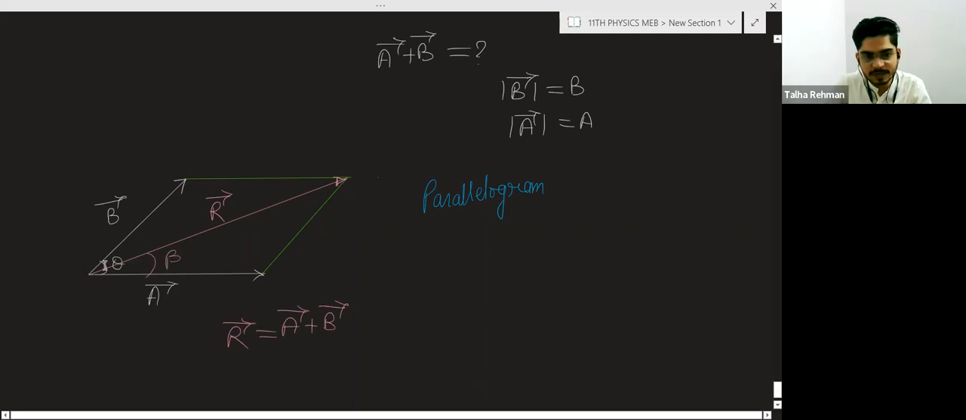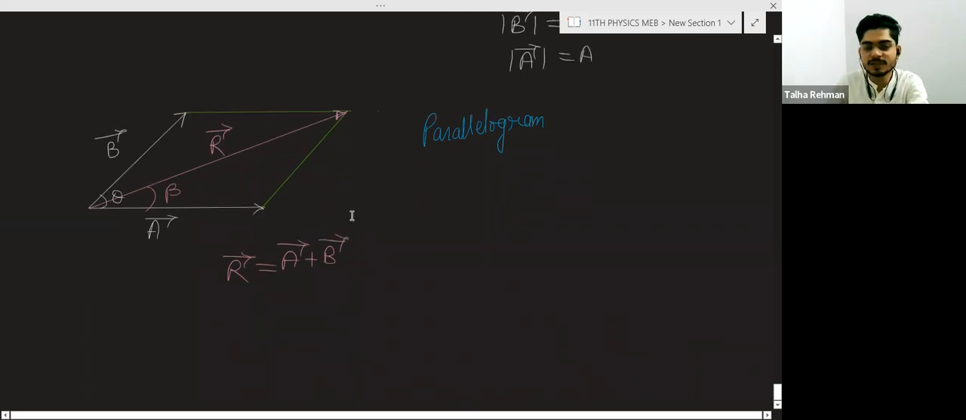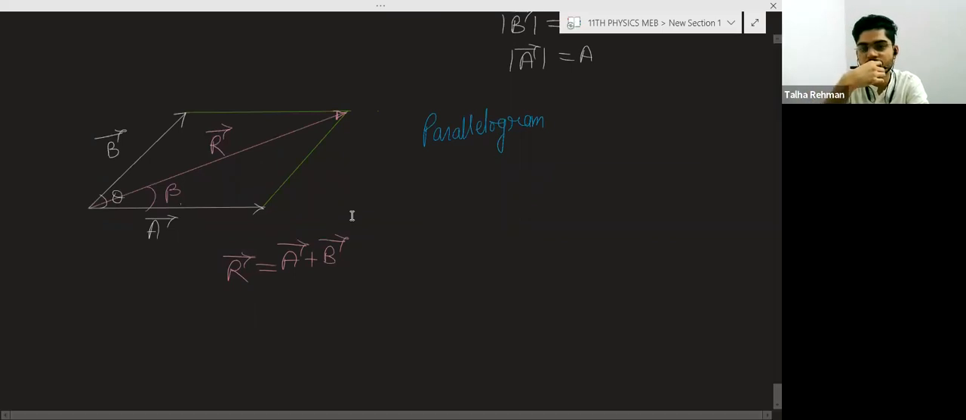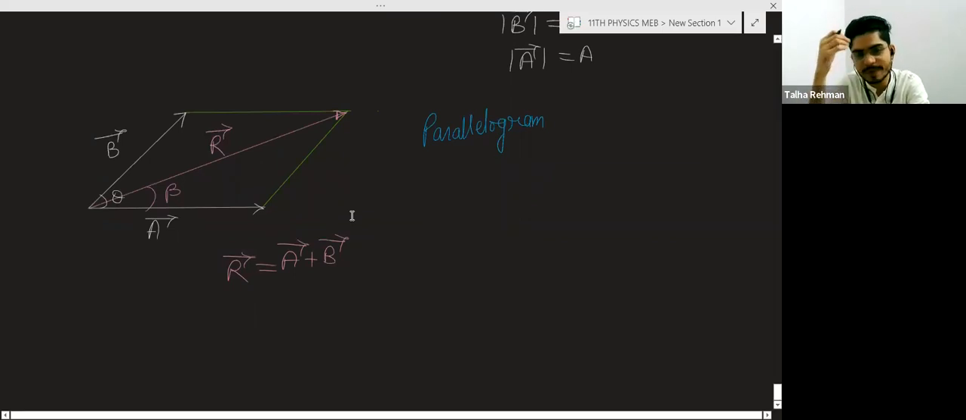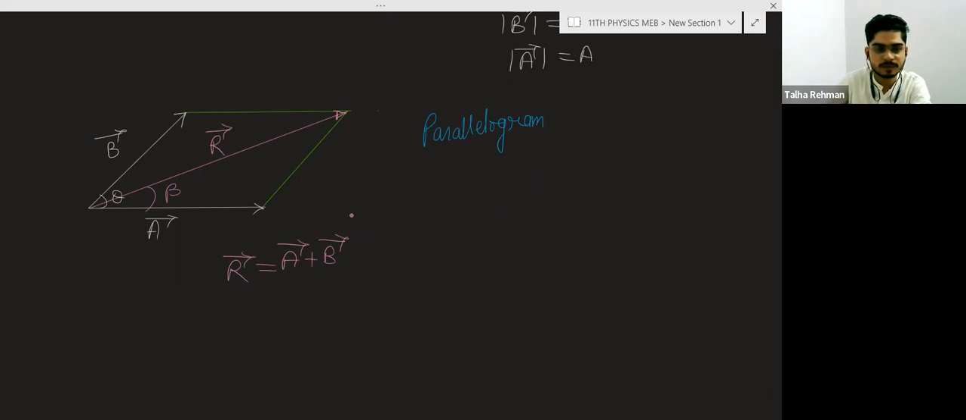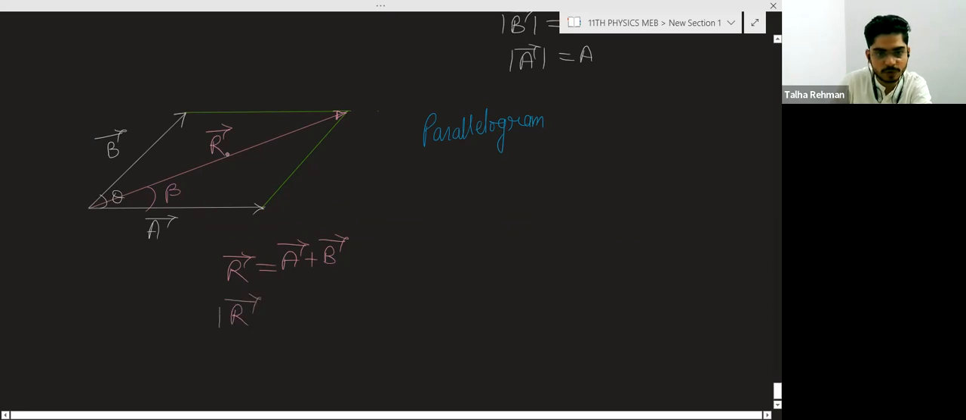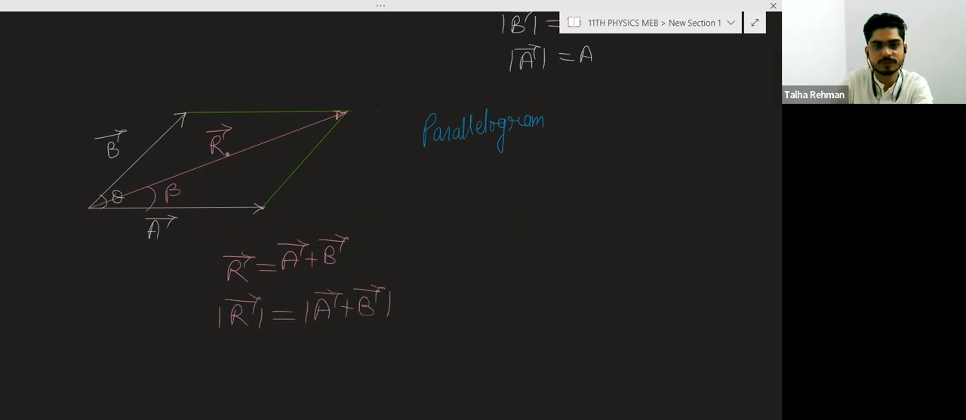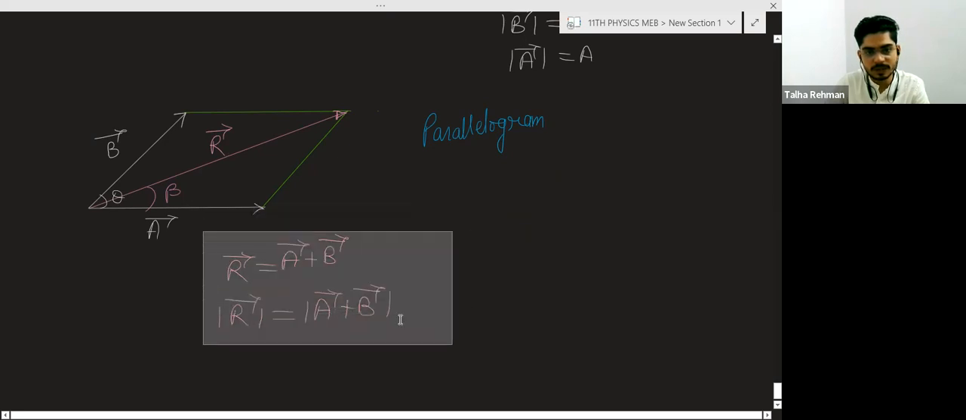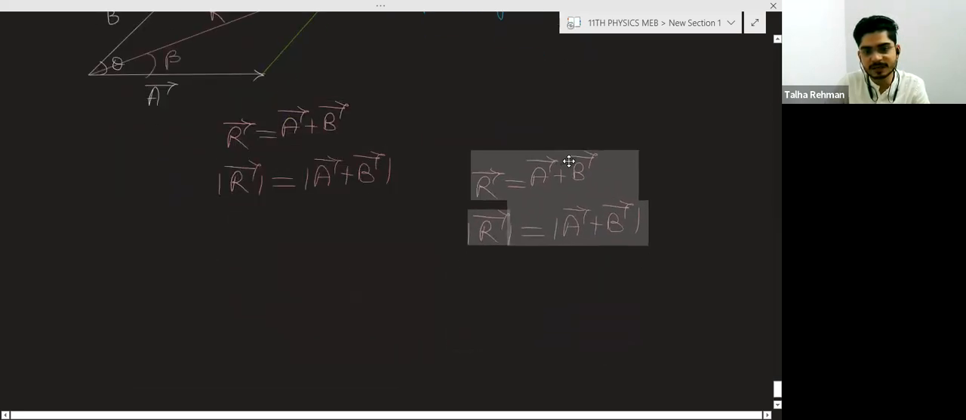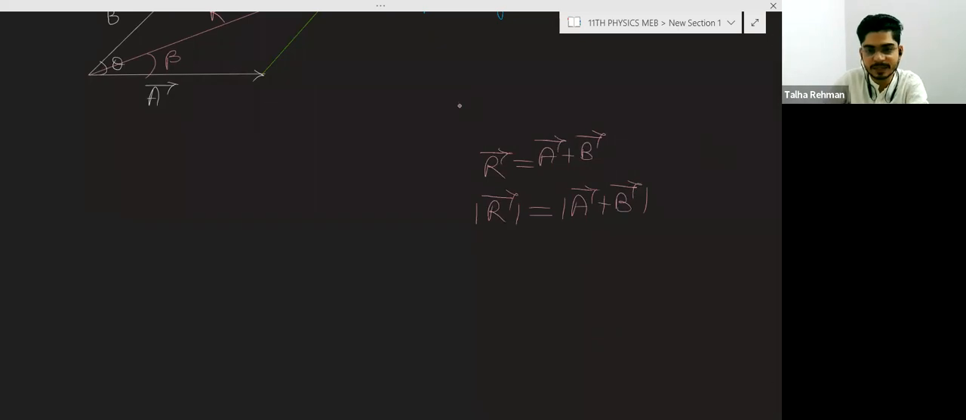When you will measure the length of this R vector, the length of this R vector will give you the magnitude of A plus B. Length of this R vector will give you the magnitude of R. Okay. So this is your R vector. If you want to find the magnitude of A vector plus B vector, you can write this as this. But this magnitude of R vector, or you can simply write this as R is equal to A plus B.